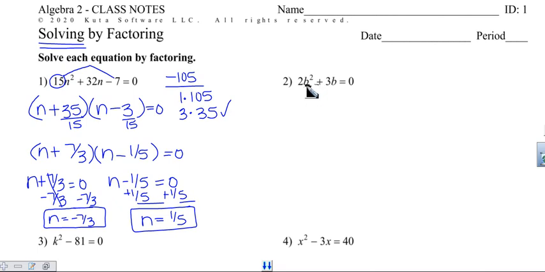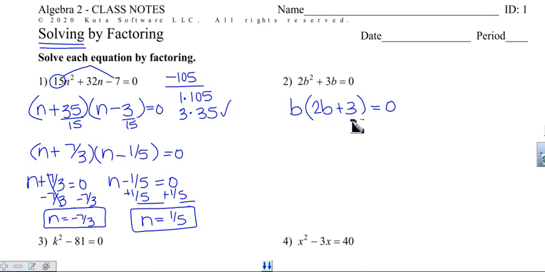In number 2, we'll start off with our question. Do these two terms have anything in common? They do. They both have a b. Write down what they have in common and then divide it out of each term. The parentheses will hold what is left over. When I divide b into 2b squared, I'm left with 2b. b divided into 3b leaves only the 3.